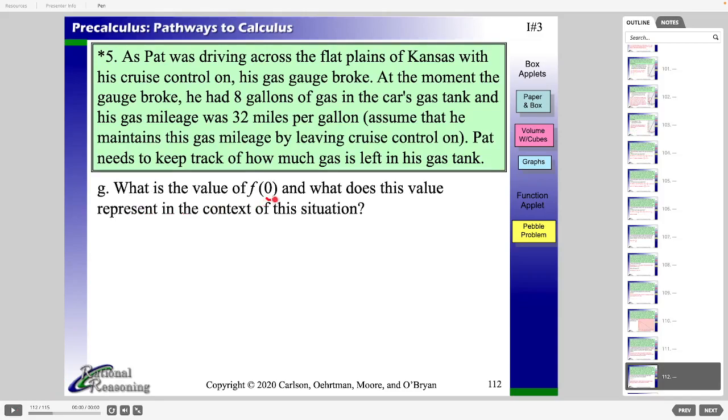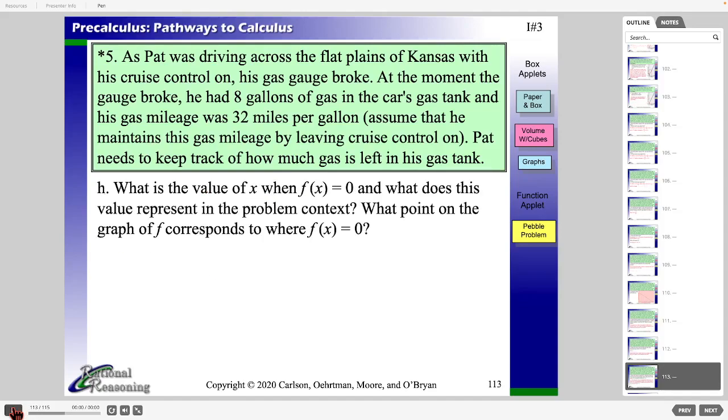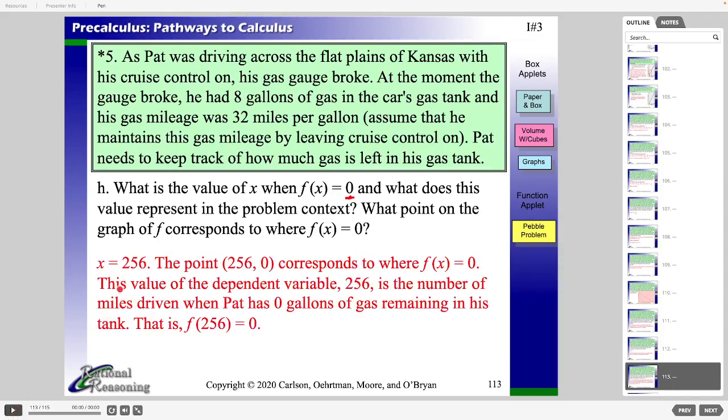So what's the value of f of 0? Well, f of 0 means he's driven, that's when the gas gauge broke. That would mean that there are 8 gallons left in the tank, right? Since he's driven 0 miles, that's what happened. f of x equals 0, well, this is going to give us how many miles he's driven when the tank is empty. And again, we've already calculated this to be 256 miles. So after 256 miles, there's nothing left in the tank.